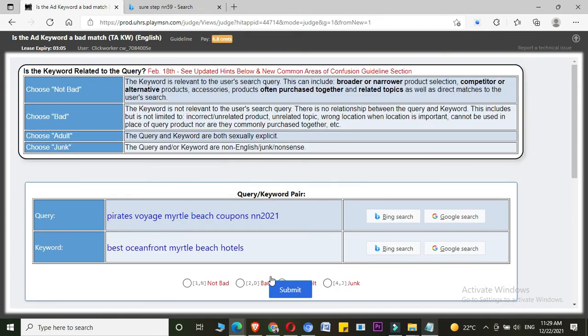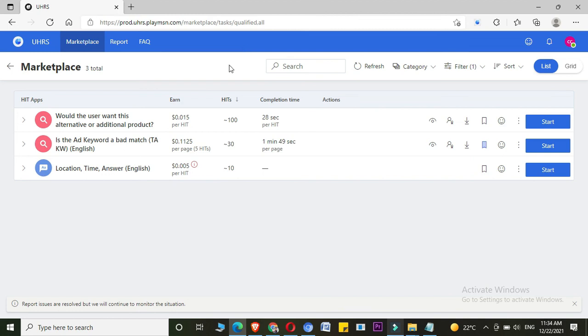Oh, what happened? Yeah, that was about the Hit app, guys: is the ad keyword a bad match?